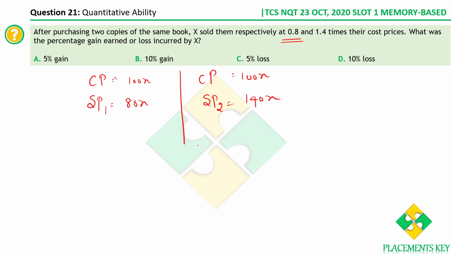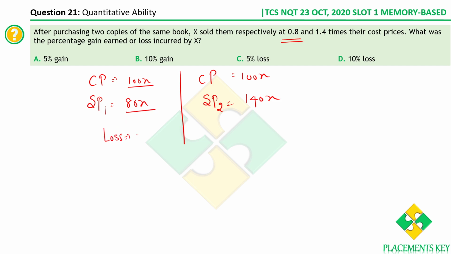Now what is the percentage gain earned or loss incurred by X? Now, how do you calculate the percentage gain? Tell me, is the entire transaction profitable to him? Think about it. In this case, he's bought for 100 but given out for 80x. So there is a loss here.